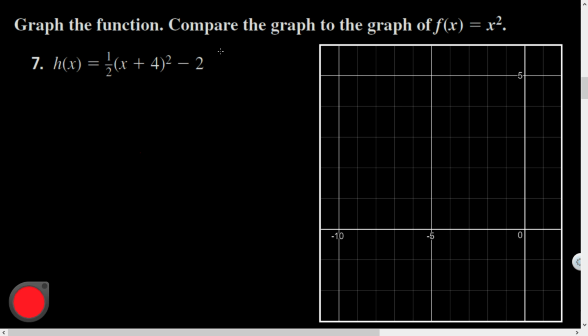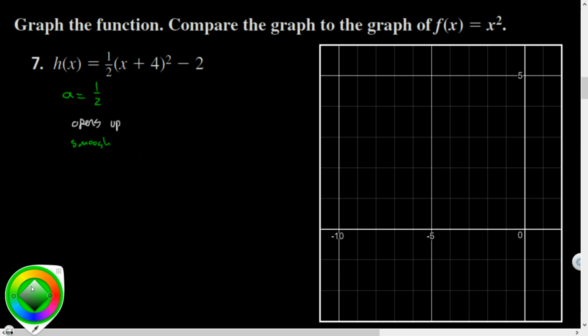Kayla, question? Yeah. All right, let's see. Austin, what is the A value for this graph? A half? And based on that A value, do you think it opens up or down? Opens up. And is this a vertical stretch or smoosh? Smoosh, right? Because it's a number that's between 0 and 1.